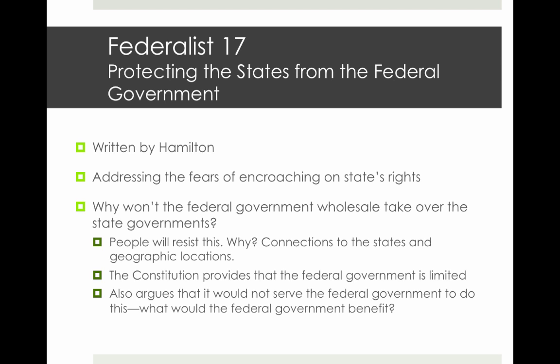But he also says the Constitution provides a limited federal government. And so this limited federal government necessarily doesn't have what would be necessary to take over the state's authority.